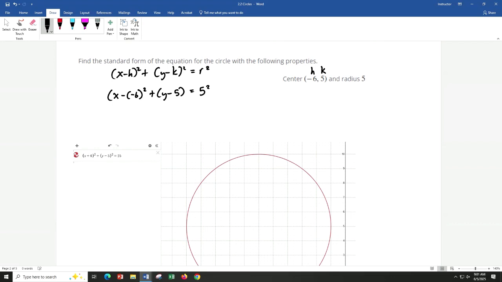Cleaning it up, notice the x turns to what? Negative and negative make a what? A plus, right? A positive. x plus 6 squared plus y minus 5 squared. And then believe it or not, in Hawks, they'll take 5 squared or you can put 25. So you can do either one.